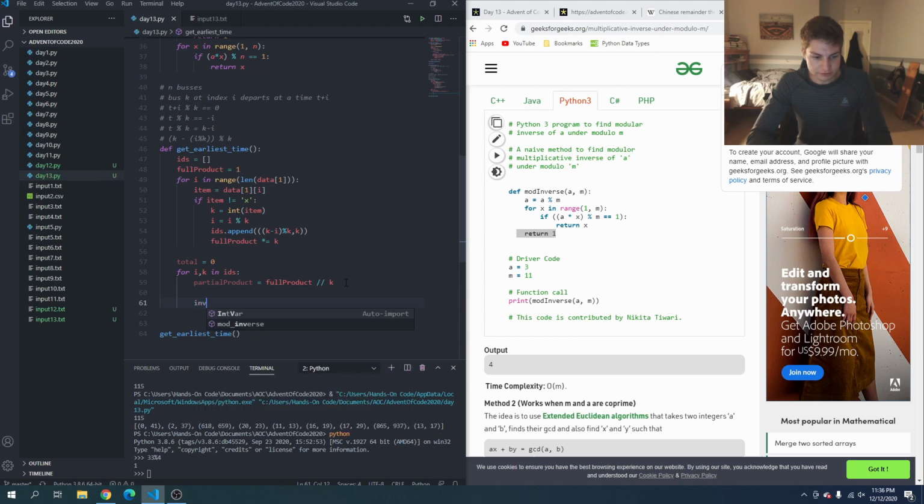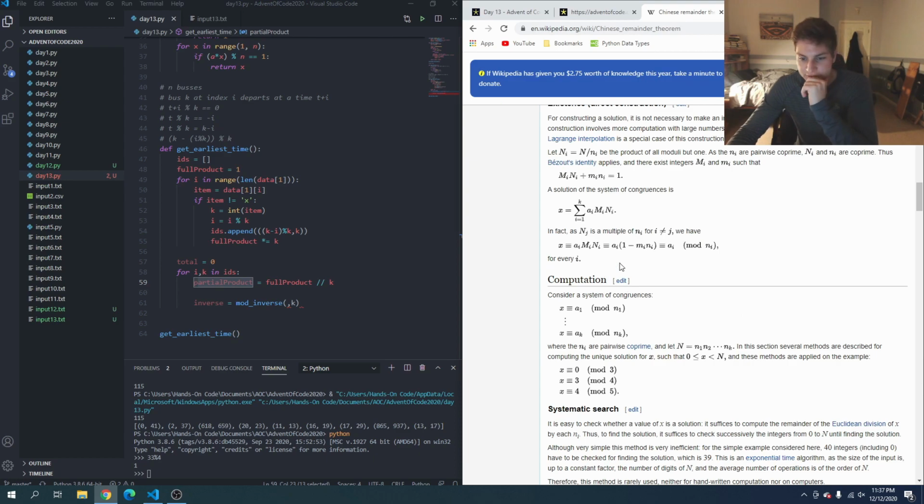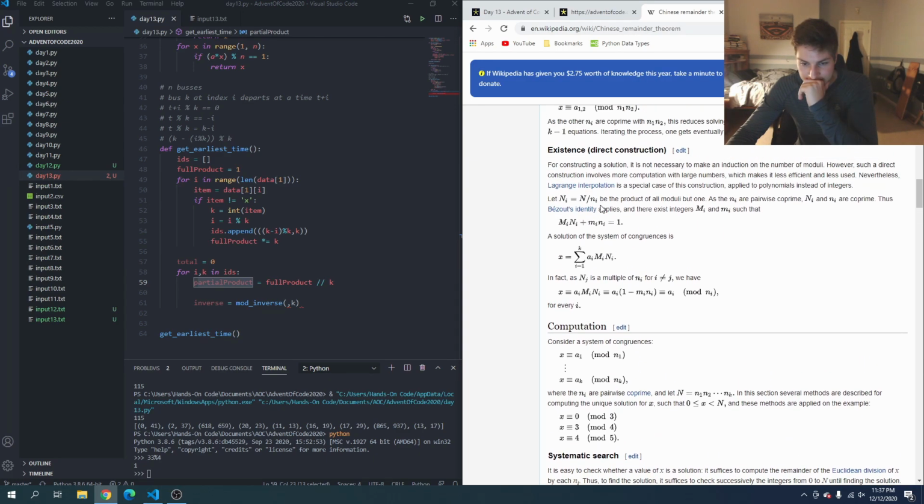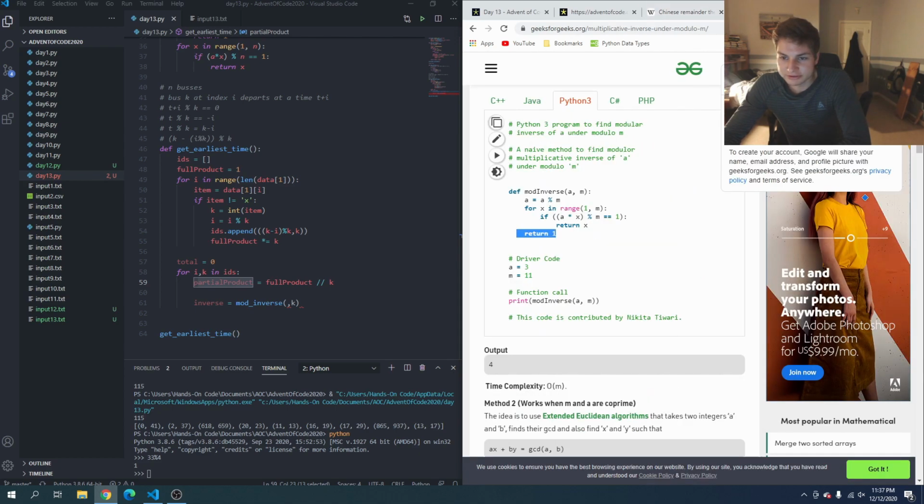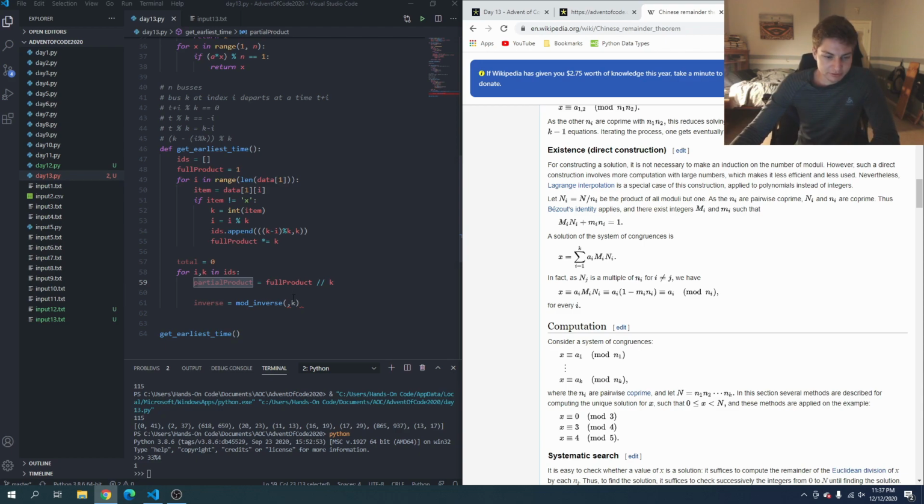So inverse is going to be equal to mod inverse, and what would our a value be? Well, we've been modding everything by k, so I'm guessing k is our mod. And partial product, let's see what this says here. So this m sub i is going to be the modular inverse of partial product, and this is from the extended Euclidean algorithm. I'll provide links to these pages down in the description so you guys can check them out too.